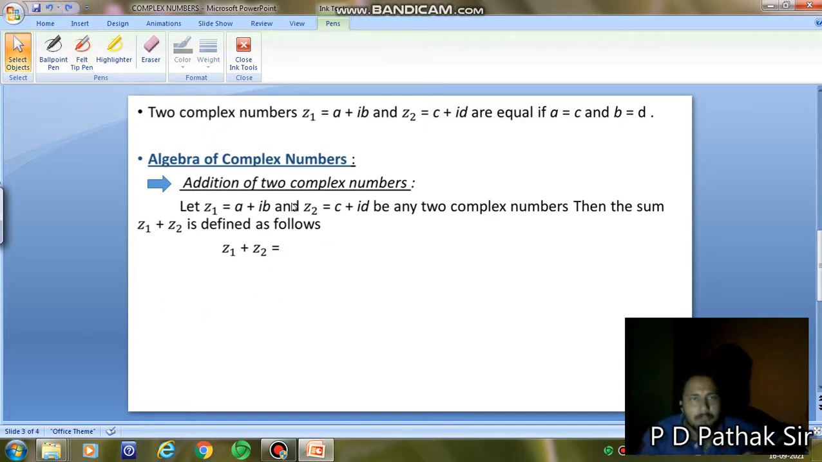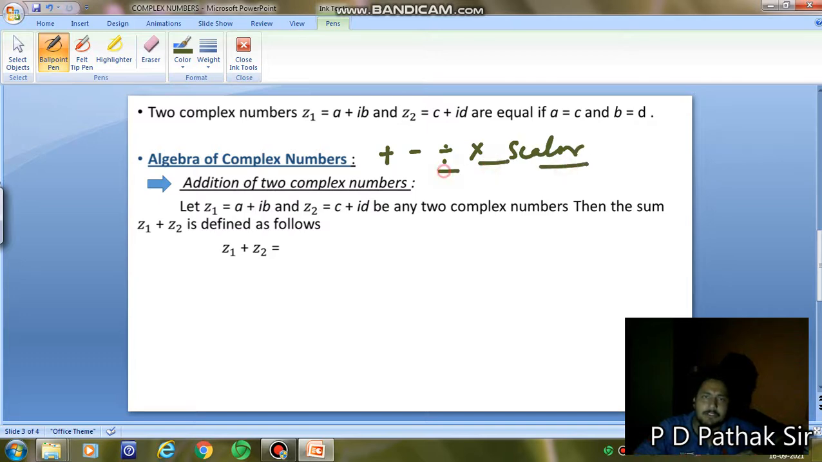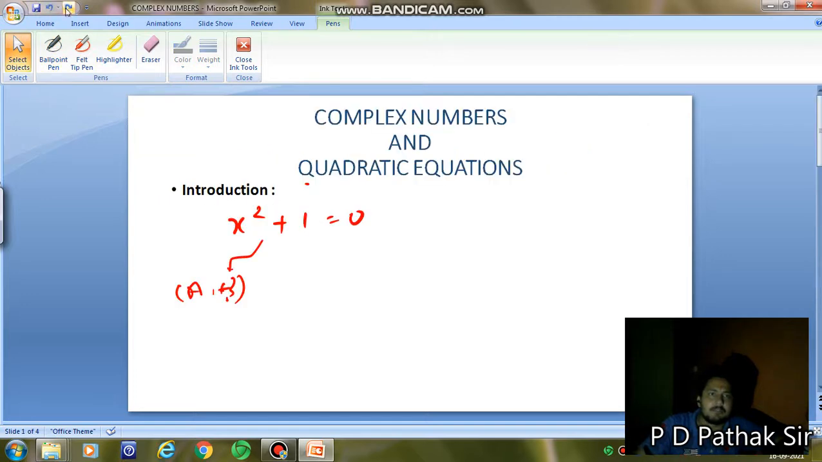What is the algebra for complex numbers? Algebra means addition, subtraction, multiplication, division and multiplication by a scalar. These five parts we always study in the algebra of any topic. Now in this topic we are talking about the algebra of complex numbers. So first, come to the addition part.